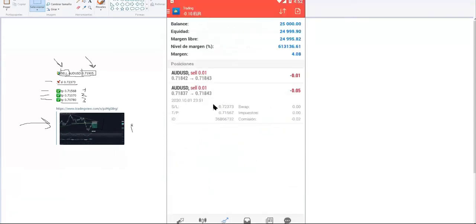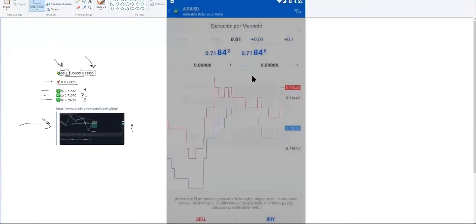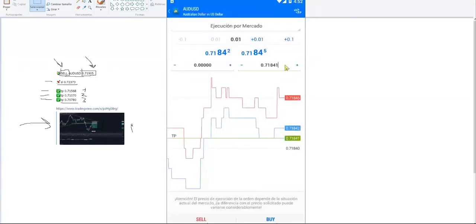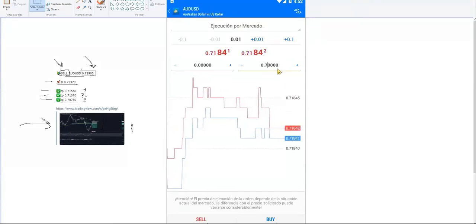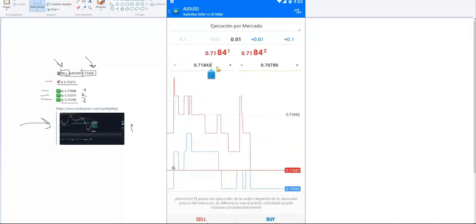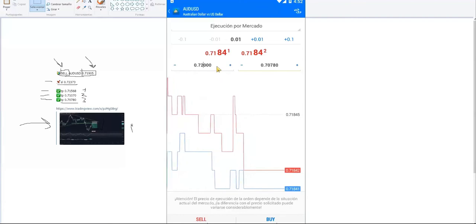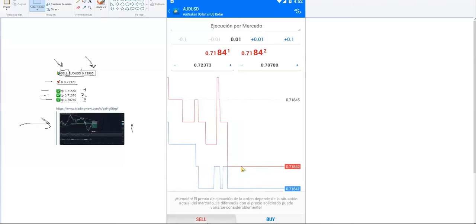And now we're going to open another one. So you can click, for example, here and say new order. So you open a new order. It's easy for you, without going back. We're going to change the numbers. We're going to put 70,780, which is this take profit level here. And again, the same stop loss, 72,373. So now you have the stop loss, you have everything right, and you click sell.